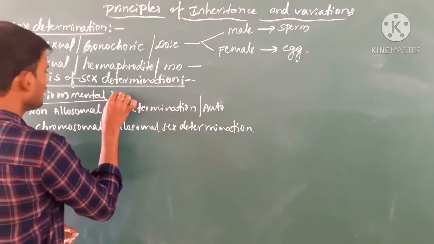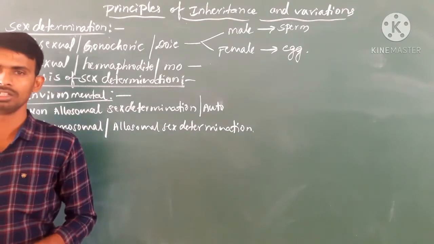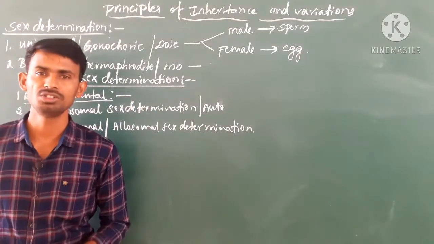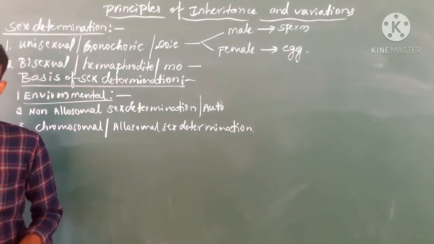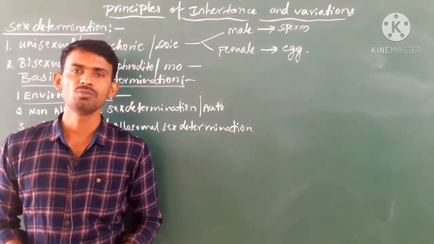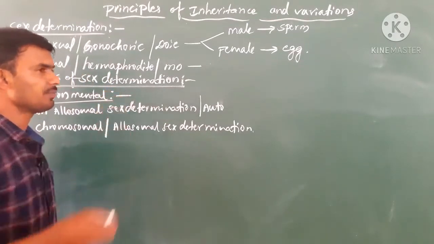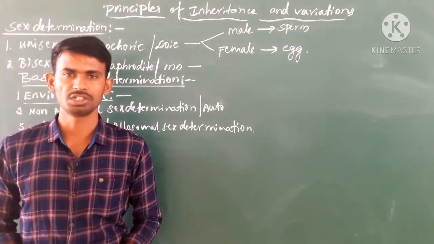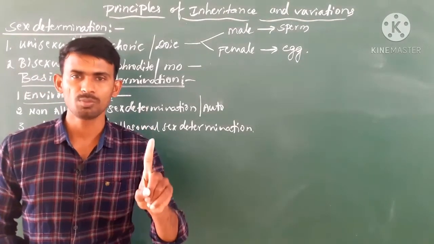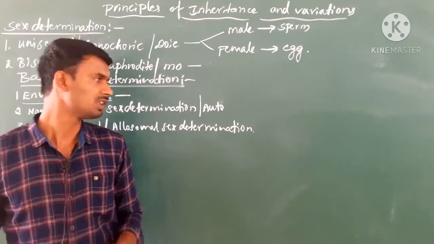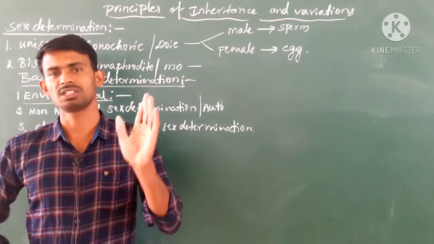The first one is the environmental sex determination. This method is non-genetic sex determination, purely based on environmental factors. The individual is bisexual, and potentially develops any one type of the sex organs. That means they have the capacity to produce any one type of the sex organs.